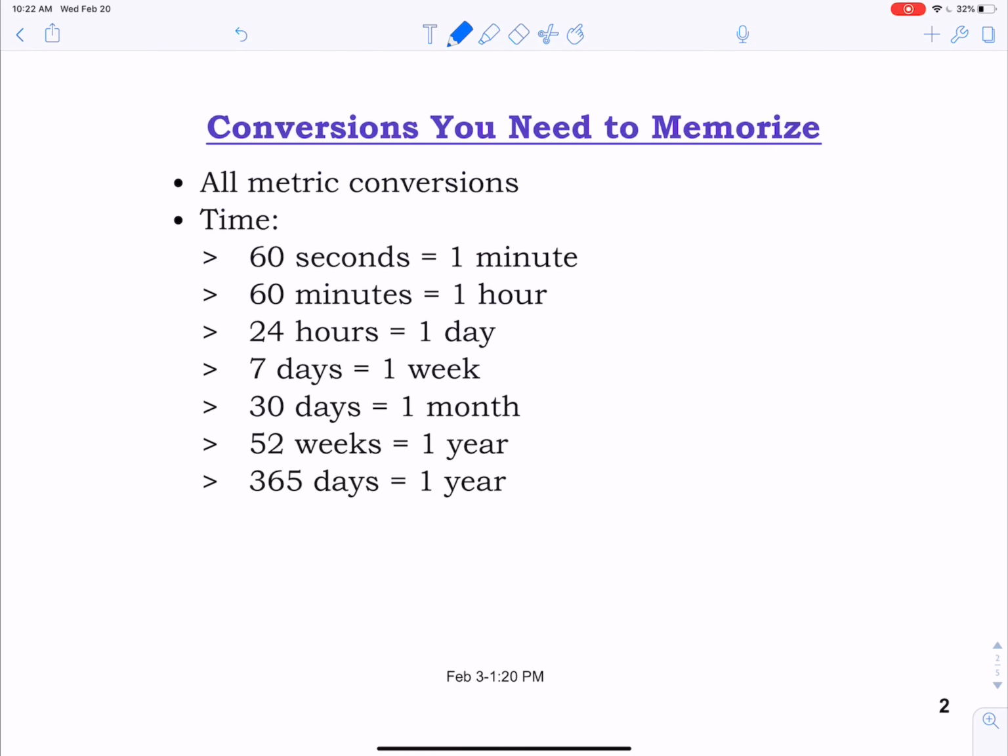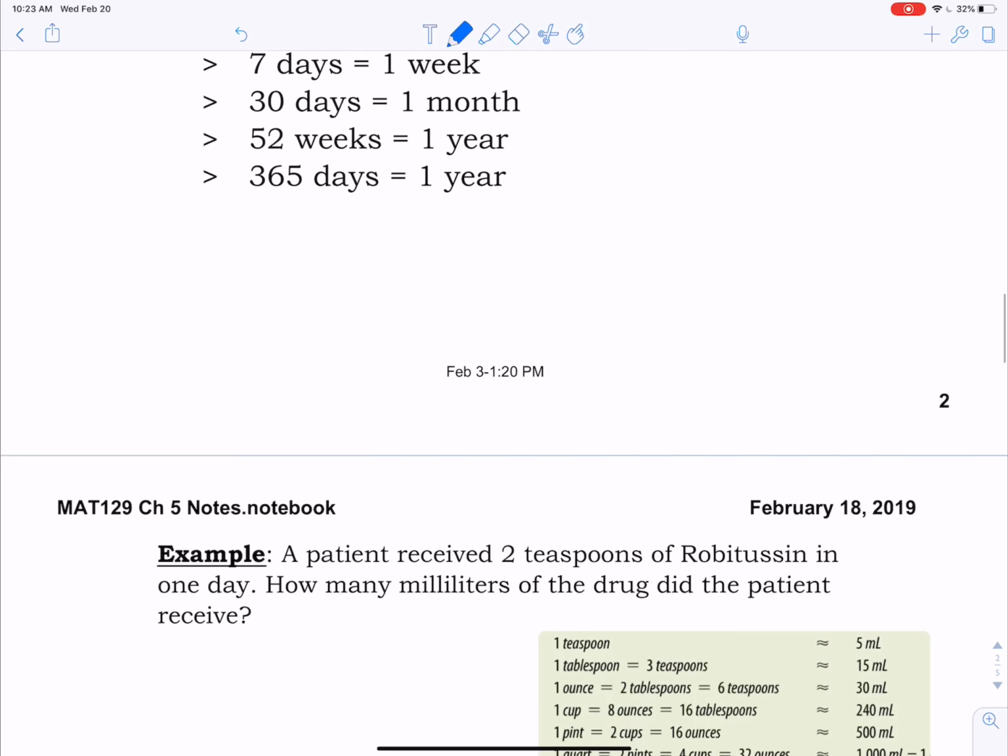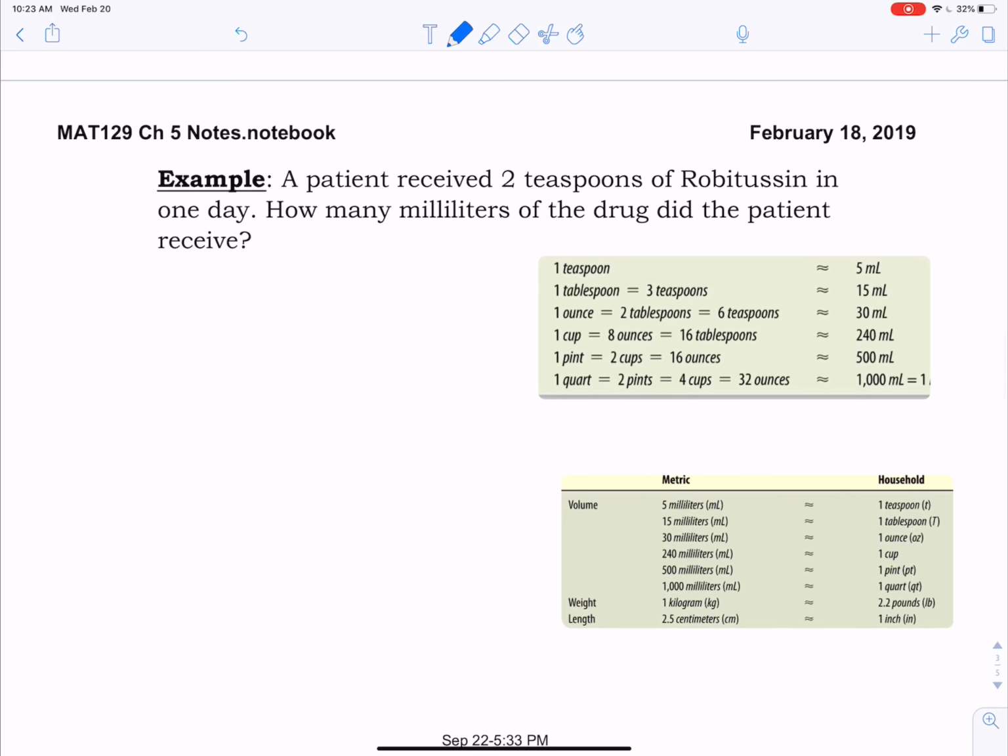So things you do need to have memorized are all of the metric conversions. We saw them in Chapter 4, where you can use your decimal bumping or your dimensional analysis. And then our time. Most of this you'll probably be familiar with. Just make sure you're refreshing your memory on anything you forget. So let's look at an example.